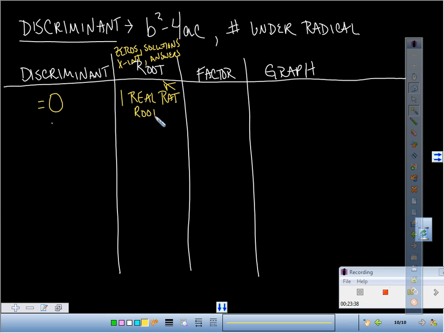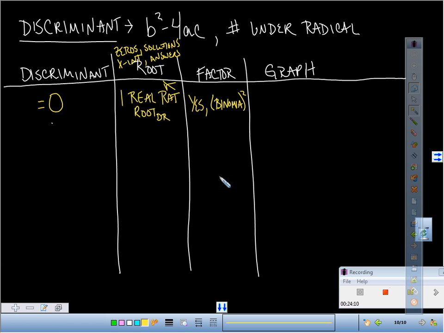And then what did you tell me about it? That one little number tells me all that. Will it factor? Yeah. Not only will it factor, what is it? There you go, it's a perfect square. So we're going to say not only does it factor, but it factors into a binomial square.